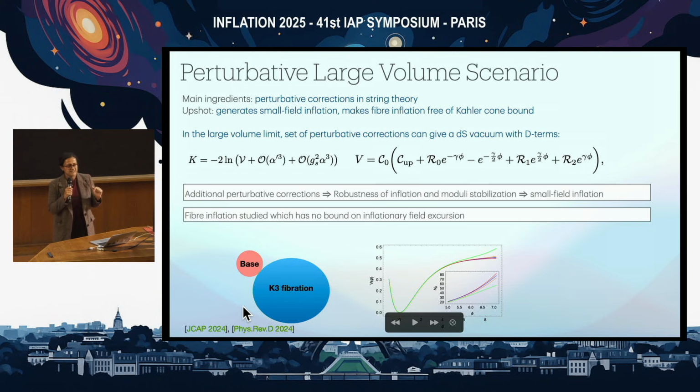The next model that I'm going to show is again a single field model. It is a fiber inflation, but again in the perturbative large volume setup. The fiber, this 4-dimensional manifold, is my scalar field in this case. Again, the upshot of this model is that there is no bound on the scalar field excursion. The previous fiber inflationary models studied in the literature had this problem, so we were able to alleviate it with the help of our perturbative large volume setup. If you visit my poster, I can explain more, so please come to my poster. Thank you.